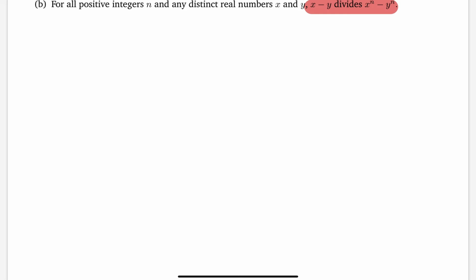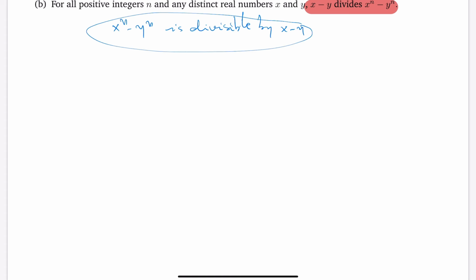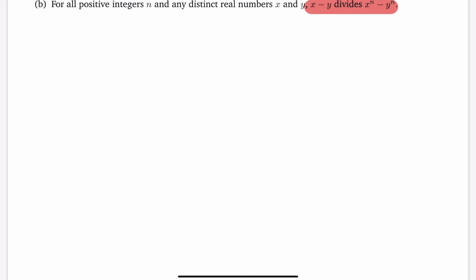Remember in class on the textbook, I changed the question by telling you, let me write it down, x to the n minus y to the n is divisible by x minus y. That question and that statement are the same. Okay? Don't be confused if I change the question a little bit. The statements are the same. Make sure you do the same problem.